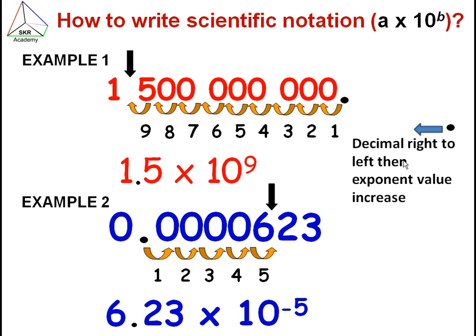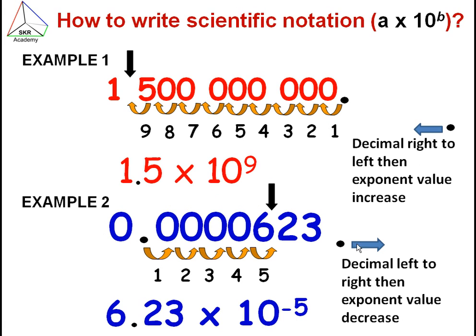Here is one more important thing. If we are moving the decimal from right side to left side, as in example 1, then the exponent value increases, here 9. In example 2, we moved the decimal from left side to right side, therefore the exponent value decreases. You can see minus 5 is a much smaller value because we moved the decimal 5 places from left side to right side.